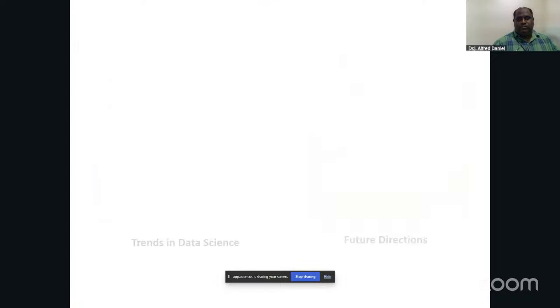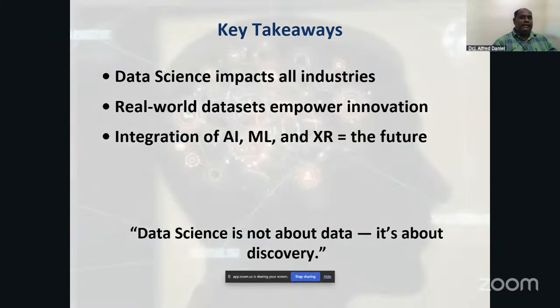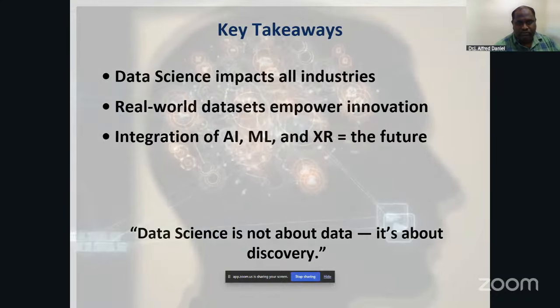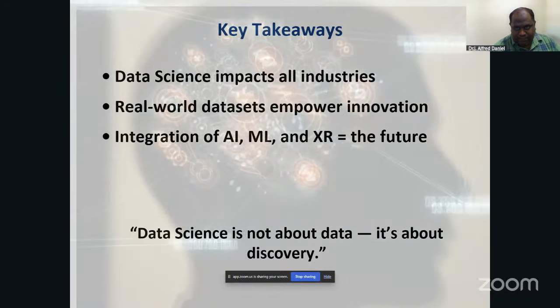So finally, I just want to end with key takeaways. Right. Data science impacts all the industries. That is important. As I already discussed about Industry 4.0, the impact of data science in terms of GE Aviation, where it transforms 5 years of data into 30 percent predictive maintenance. That is how data plays a major role in the industrial aspect.